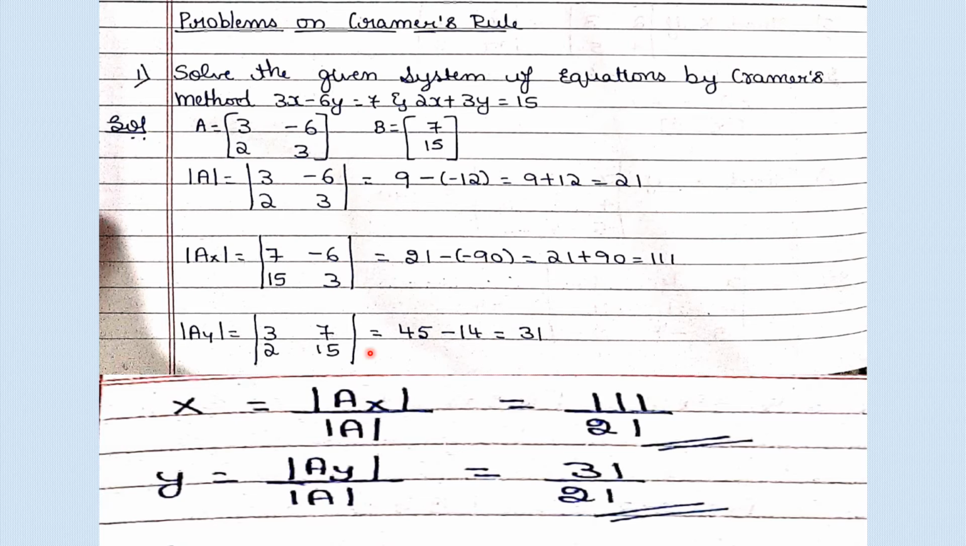After solving this, you have to find out the individual values of x and y. For the individual value of x, you have a formula: determinant of Ax divided by determinant of A. So here you have found 111 divided by 21, and here 31 divided by 21. So this is the formula. This is how you have to solve any of the sums given for Cramer's rule.